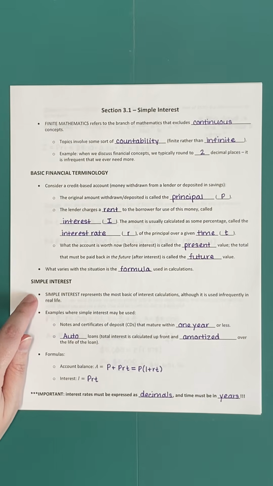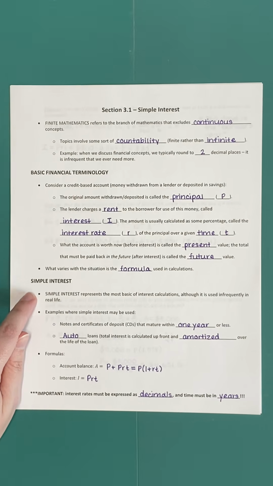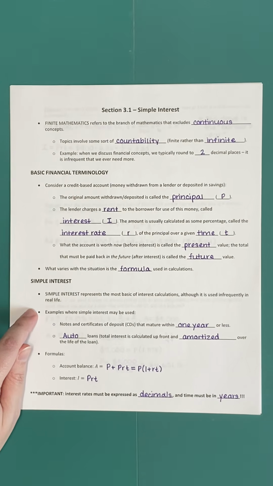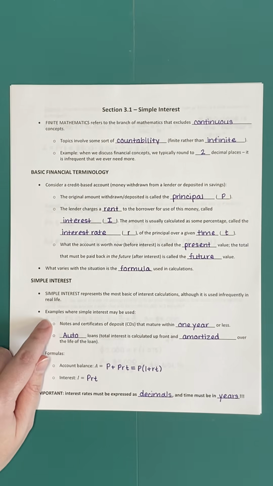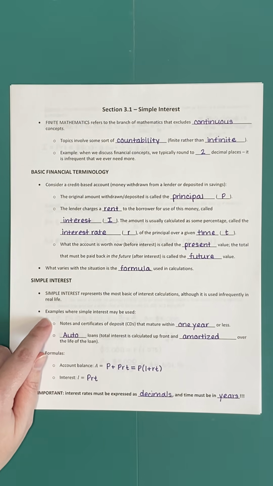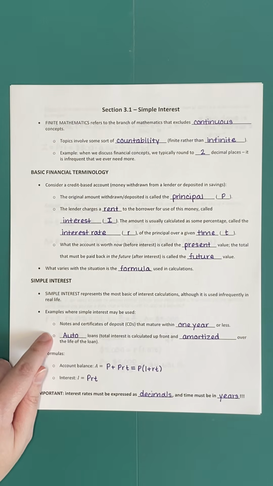Simple interest is the most basic of interest calculations. It typically results in the lowest amount of interest. In general, true simple interest is not necessarily used a lot in real life, but examples of situations where it might be used include notes, which just essentially means a loan, and CDs that mature within 1 year. In other words, with short-term loans, you may only be charged simple interest. And then also auto loans. Many auto loans calculate the interest using simple interest.